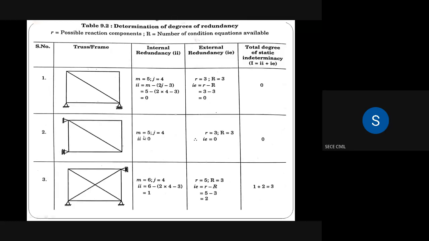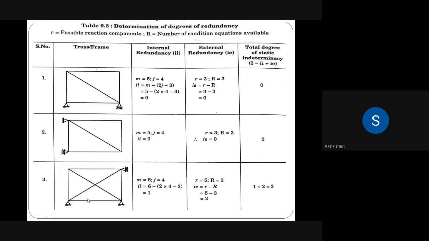In the second figure, members 1, 2, 3, 4, 5, so here also there are 5 members, and 4 joints, 1, 2, 3, 4. So automatically II will be 0. After substituting in the formula, we get II as 0 only. In this also there are two supports: the first support is a hinge support and the second support is a roller support. So the total number of reactions acting in the given problem is 3, and we have 3 equilibrium equations also. So IE is equal to 0. The total degree of static indeterminacy for the second figure is also 0.